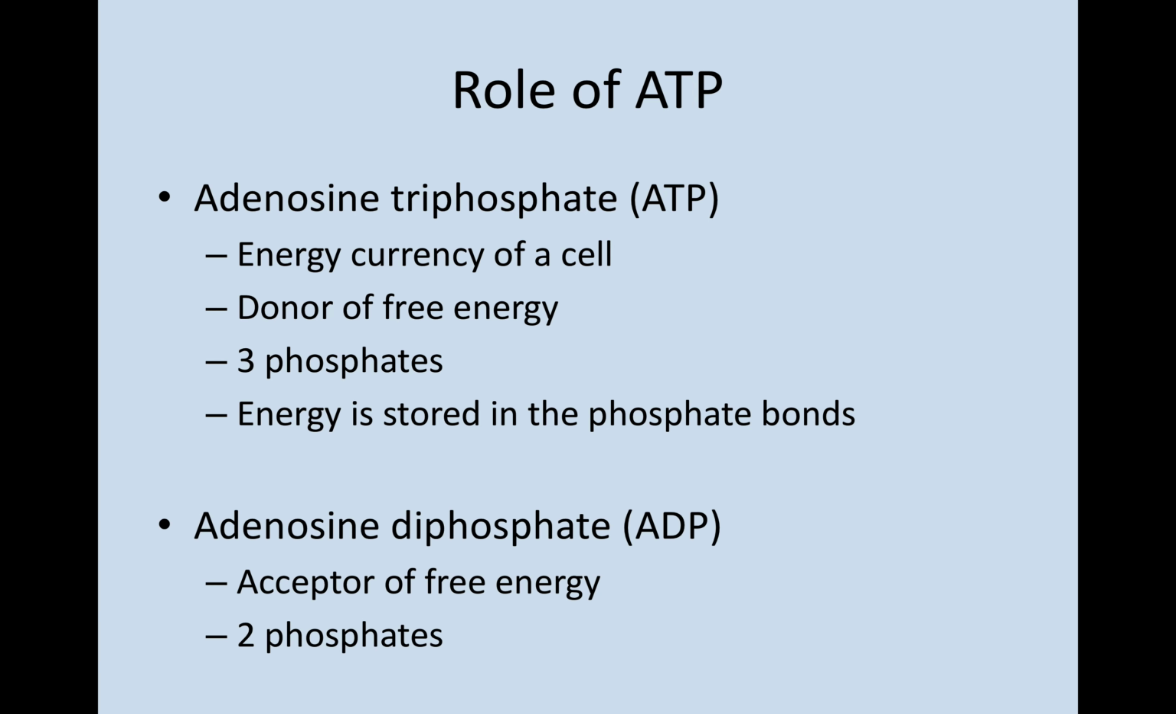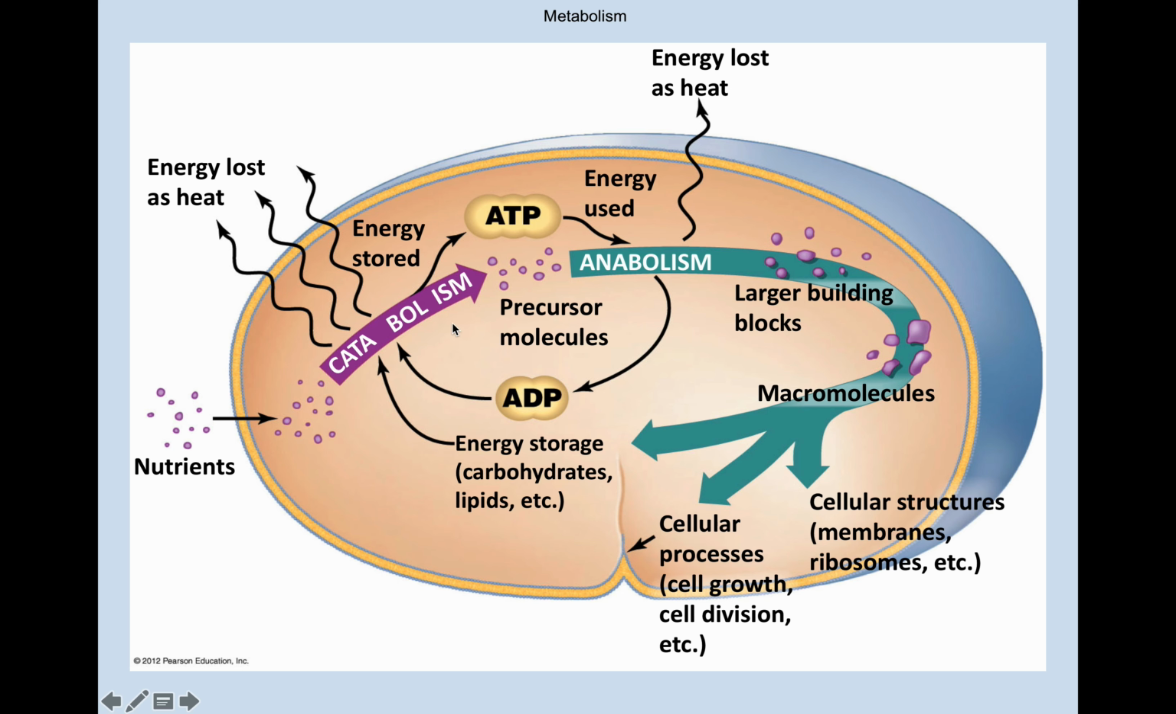Now there's a cyclical relationship with ATP and ADP. There are only 2 phosphates with ADP, and I like to say this is the dead battery. So when the battery on your cell phone runs out, it's got nothing left but ADP. It needs to be charged, make more ATP. So here's a little schematic showing that cyclical relationship with ATP and ADP. Catabolism, here we're going to store energy. Anabolism, we're going to make larger macromolecules, and that ATP is used for other cell processes like cell division and things like that.